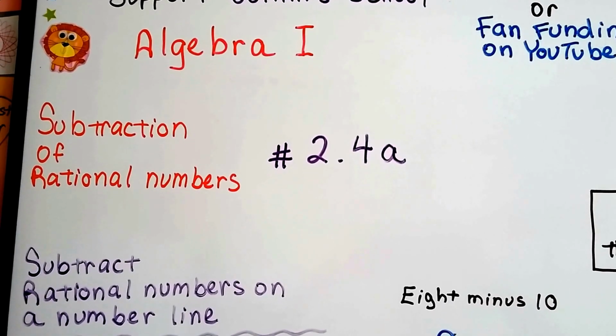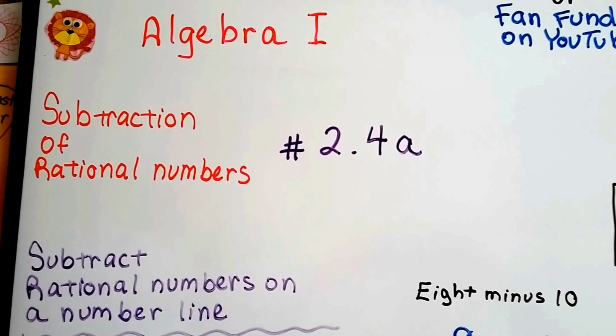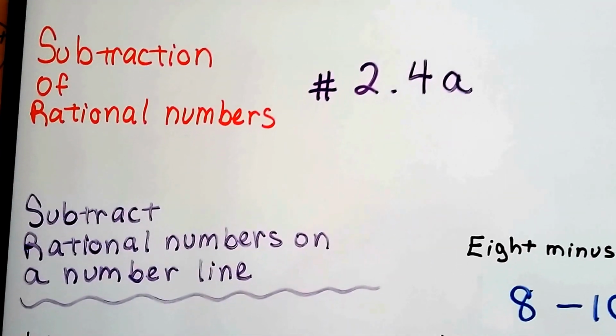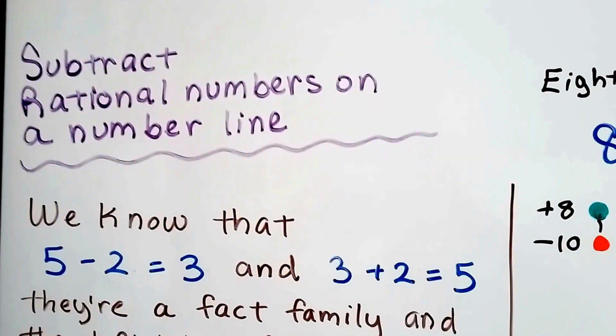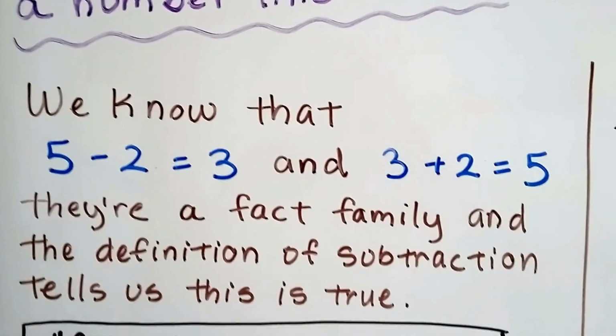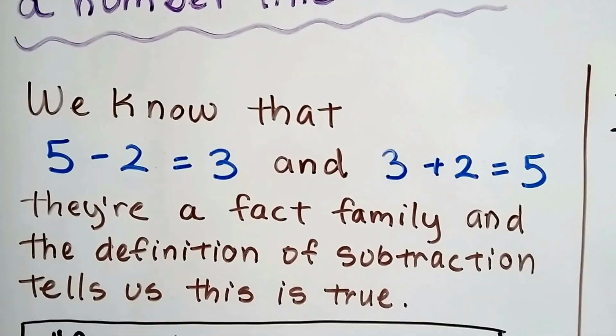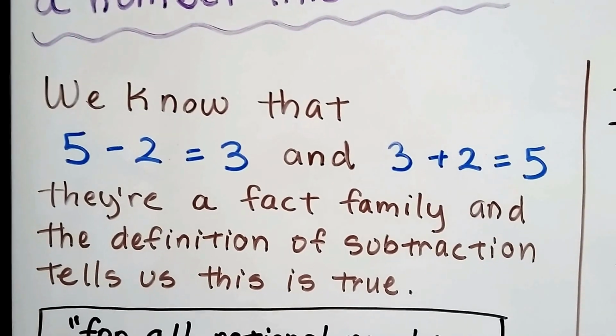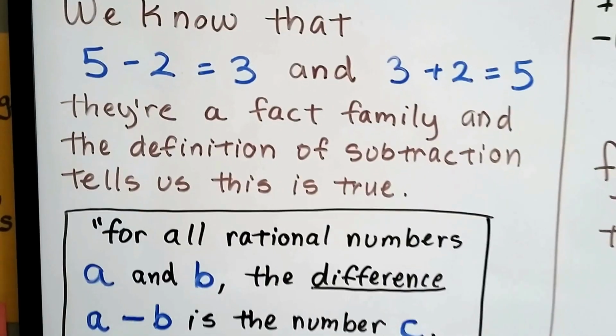Algebra 1, number 2.4a. We're going to talk about subtraction of rational numbers, and we're going to show you how to do it on a number line. We know that 5 minus 2 equals 3, and 3 plus 2 equals 5. They're a fact family. We learned that in grade school, and the definition of subtraction tells us this is true.